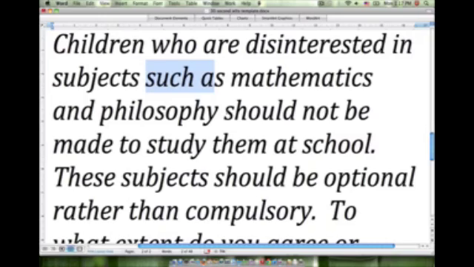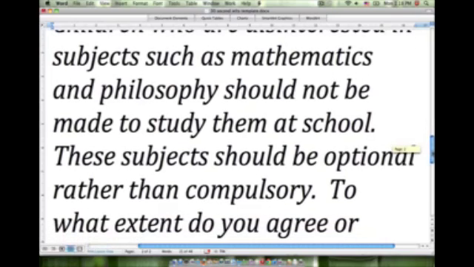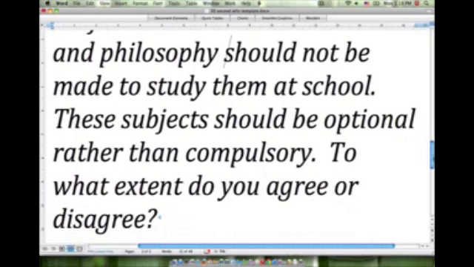So the question is saying that these children should not be forced to study subjects they are not naturally interested in at school. Then the second part reads, these subjects should be optional rather than compulsory. The question portion of this task reads, to what extent do you agree or disagree? And here we have the phrase to what extent, which might confuse some people, but this is just asking what degree or how much do you agree and how much do you disagree.